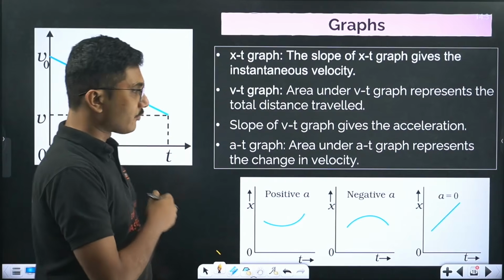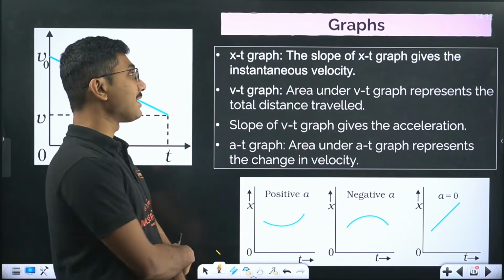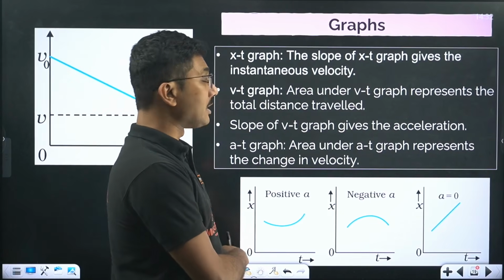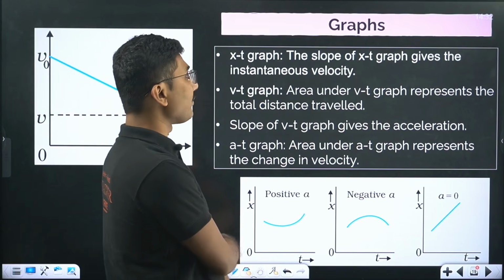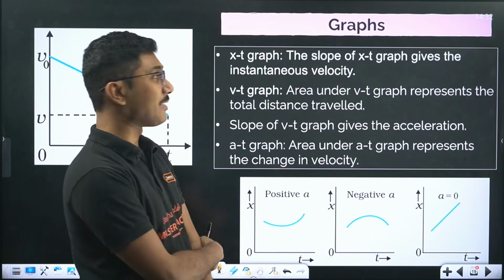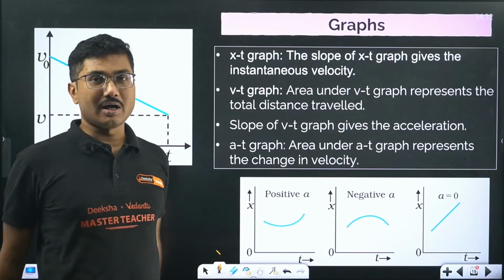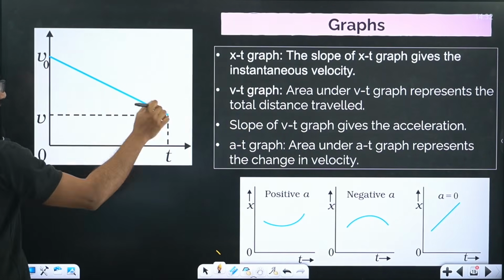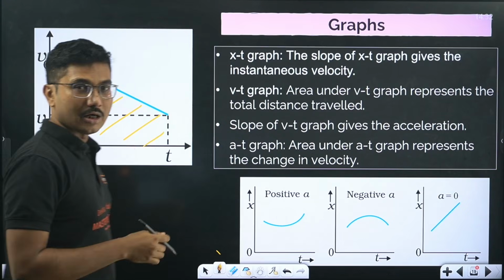There are a few graphs that you have to remember, because graphs are very common and many times graphs are asked in the exam. The xt graph is the displacement time graph. The slope of the displacement time graph gives the instantaneous velocity. For the velocity time graph, the area under the graph represents the total distance traveled, and the slope of the velocity time graph gives you the acceleration. The area under the xt graph does not give you anything. For the vt graph, suppose this is velocity and this is time, this represents the area under the graph. We have applied that in your PU1.